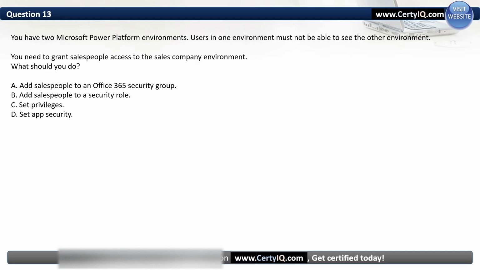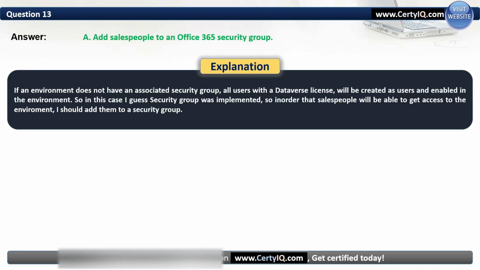The correct option is A. Add salespeople to an Office 365 security group. If an environment does not have an associated security group, all users with a Dataverse license will be created as users and enabled in the environment. So, in this case, I guess a security group was implemented. In order for salespeople to get access to the environment, I should add them to a security group.